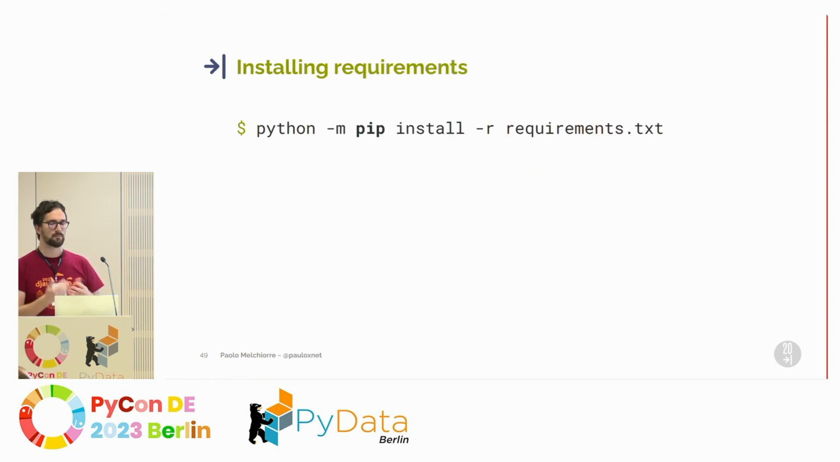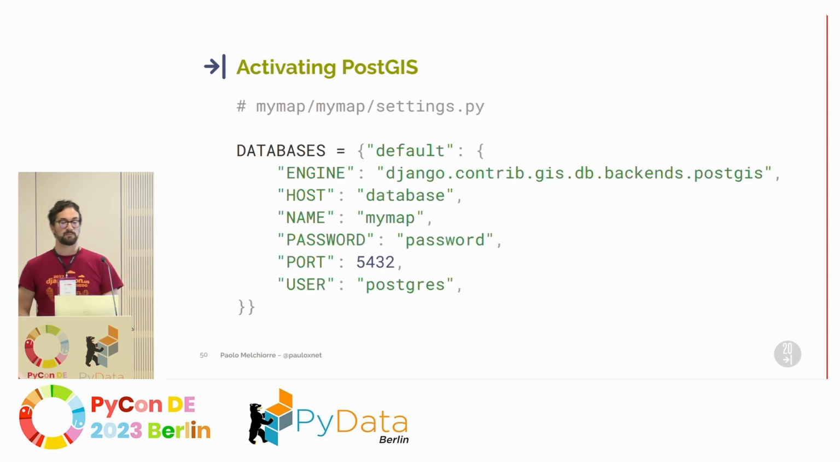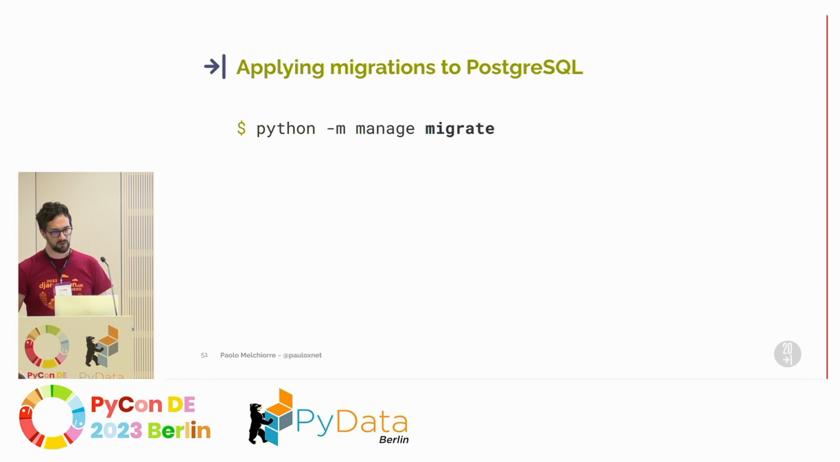We install all the Python requirements using the Python package installer module. We modify the project database settings, adding the PostGIS engine and the connection parameters of our project for our PostGIS database, which you can have locally or remotely or in Docker or whatever. We now have to apply all the migrations again to the newly configured PostGIS database.